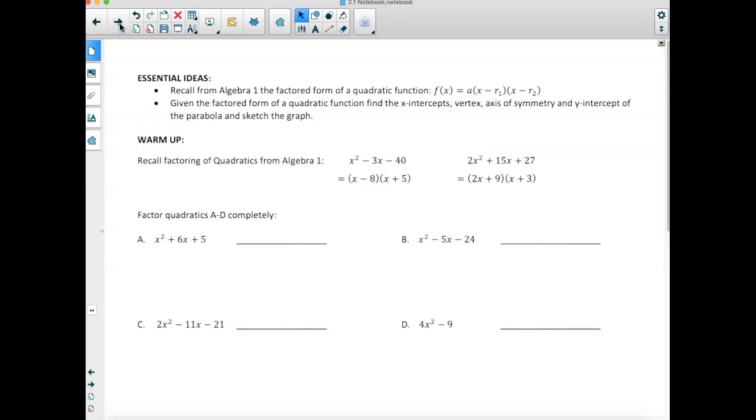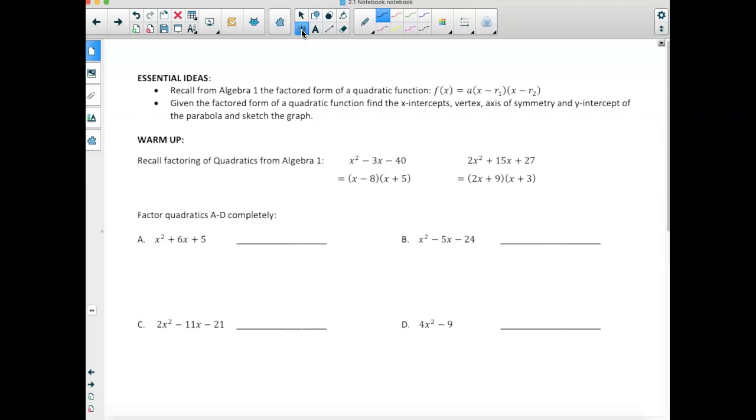So what we're looking at here, essential ideas, we're going to look back to Algebra 1 and what the factored form of a quadratic function looked like, which was f of x equals some a value times x minus r1, standing for root 1, times x minus r2, standing for root 2. And given the factored form of a quadratic function, find the x-intercepts, which is real easy. The vertex, a little bit more work, not much. Axis of symmetry, super easy. And the y-intercept of the parabola, and sketch the graph.